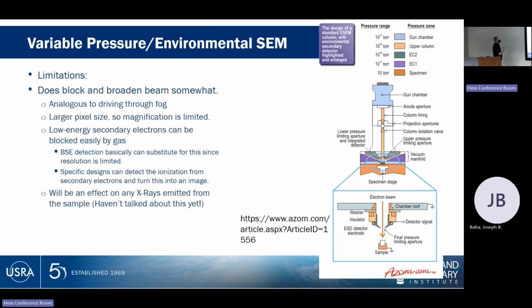So in this setup, you better be doing something you can analyze with backscatter. You can still get some topographic image. There are actually designs out there where, if for some reason you need a secondary electron image of a material, you can map out the ionization of the gas in your chamber and use that as a way to get an image out of this. I have never used something that fancy, and I probably never will in my career. But I'm sure there's a biological SEM out there that can do this.